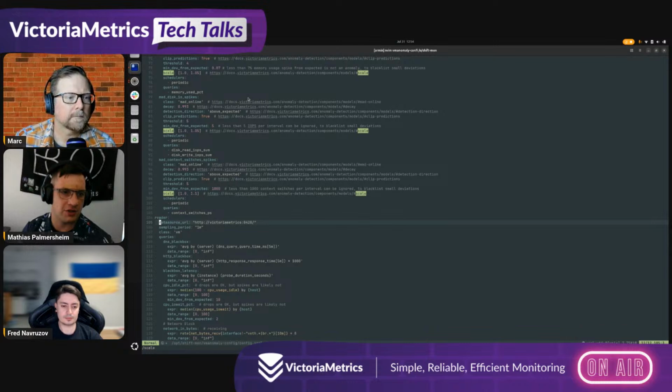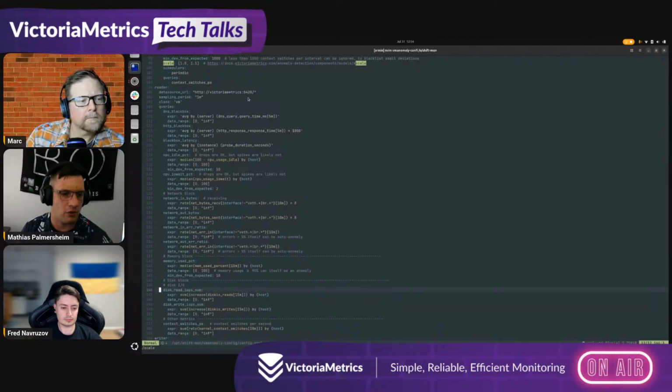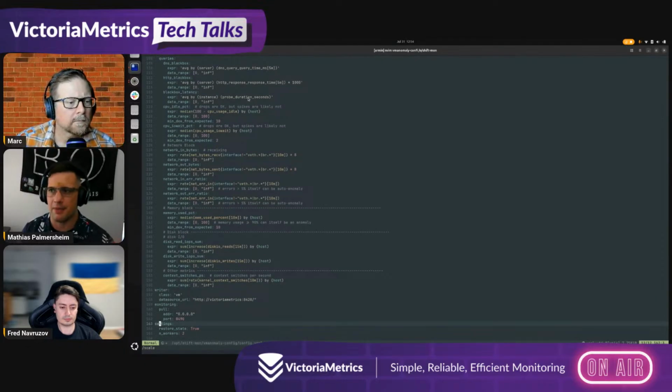Yep. So the reader section is just saying, hey, here's my database. Since this is on an internal Docker network, I didn't have to have credentials, but you would specify like an API key or HTTP basic auth here as well, and how often to fetch data from the database, as well as the queries that you would use for those models. And then the writer is just the same thing, but sending data back to VictoriaMetrics. So you can configure a different read and write destination, and you could also configure push-based telemetry or pull-based telemetry. And the settings section just has some global settings like restoring state or the number of workers.